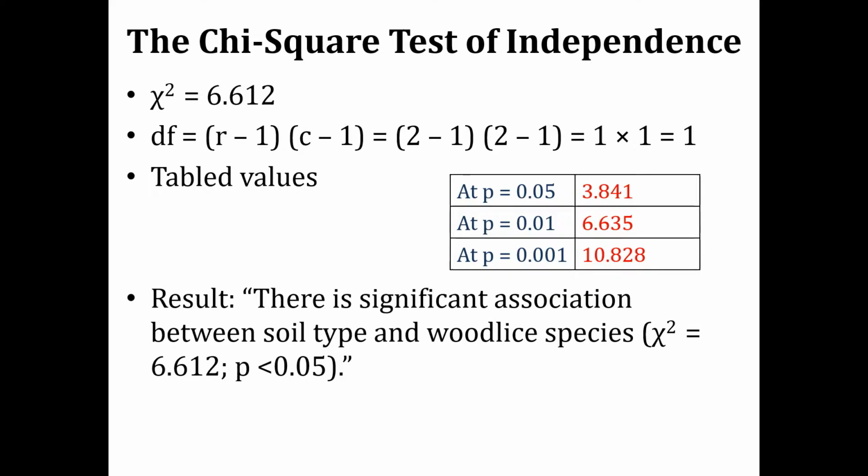The probability of our null hypothesis to be true is less than 0.05, but it is not less than 0.01 or 0.001. But still, we are going to reject it because it is less than 0.05, which is the first level of our critical probability. So our result is there is significant association between soil type and wood lice species, which was our alternate hypothesis.